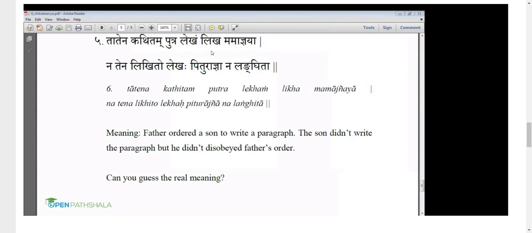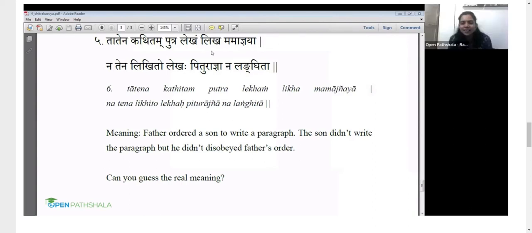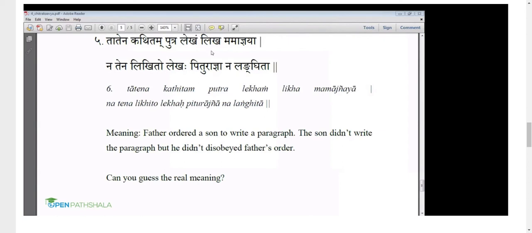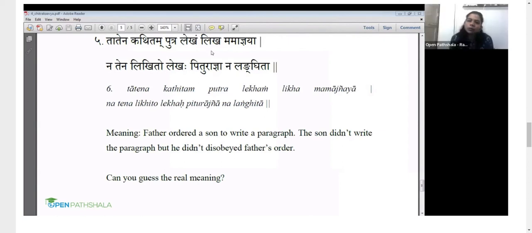Kambalavantam. Kambalam is blanket. So kambalavantam na badhate shitam. Those who have blankets are not affected by the cold. And what are the answers of other questions? Yes, Amit ji.